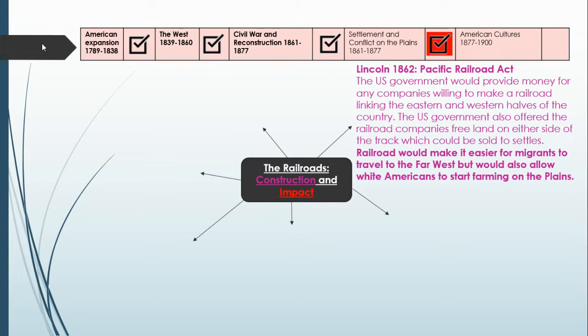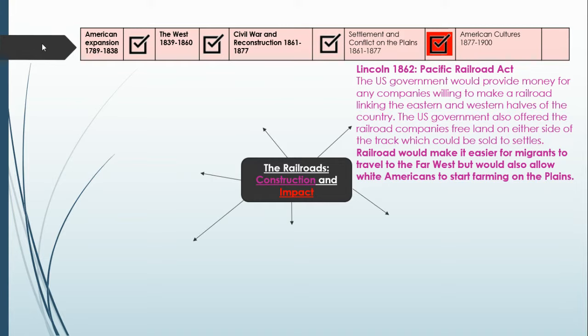So this is also an incentive, something that would make you want to join this initiative, because he's going to allow you to have land which you can then sell on. So you are going to make a lot of money if you help Lincoln with building this railroad.